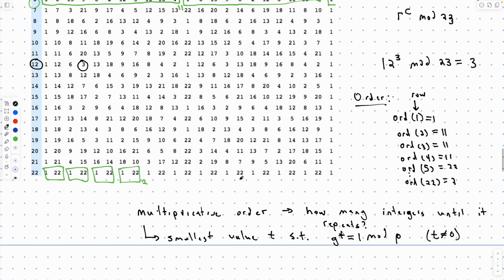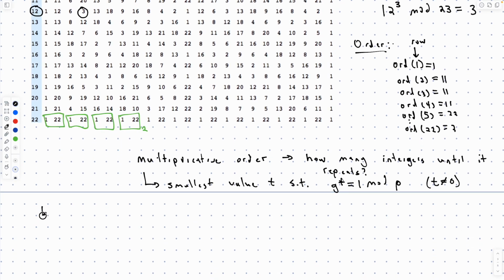Okay, so let me show you Fermat's little theorem. You might have heard of Fermat's last theorem. It's a more famous one, but this one's less famous.